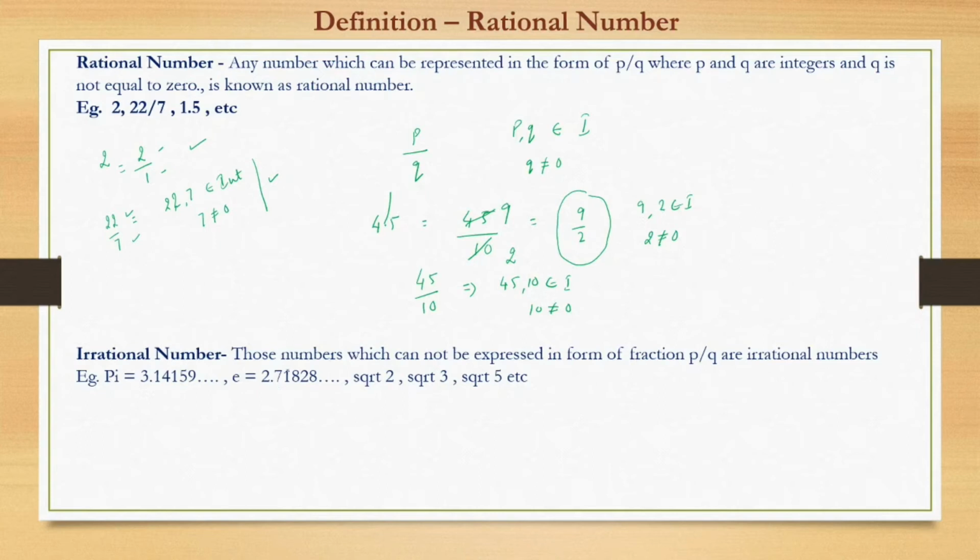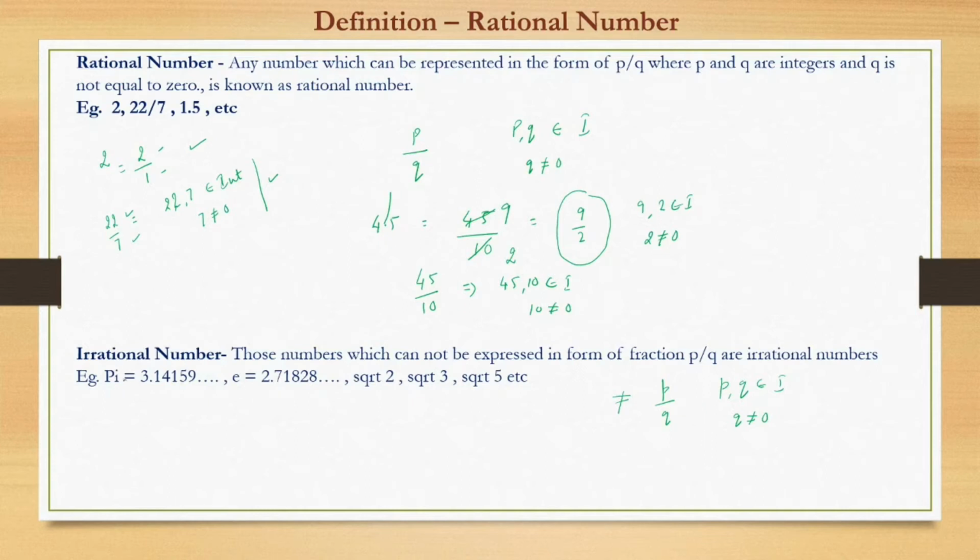Now coming to irrational numbers. The numbers which are not rational are therefore irrational numbers. So in a way we can say all those numbers which cannot be expressed in the form of p by q, where p and q are integers and q is not equal to 0, all such numbers are called irrational numbers.